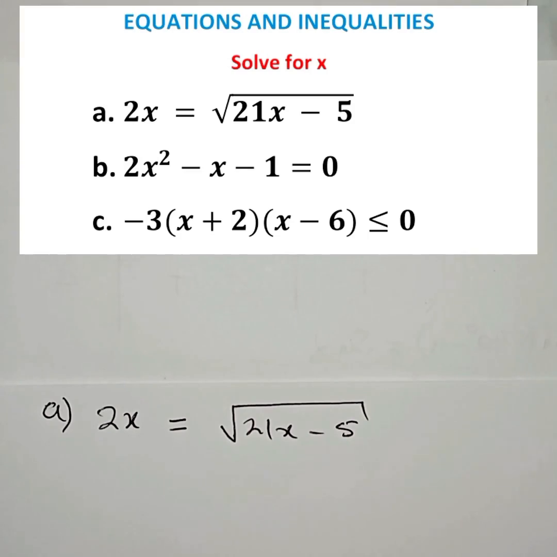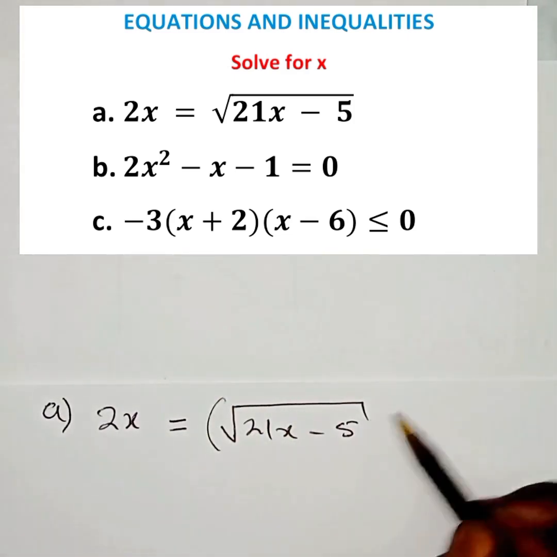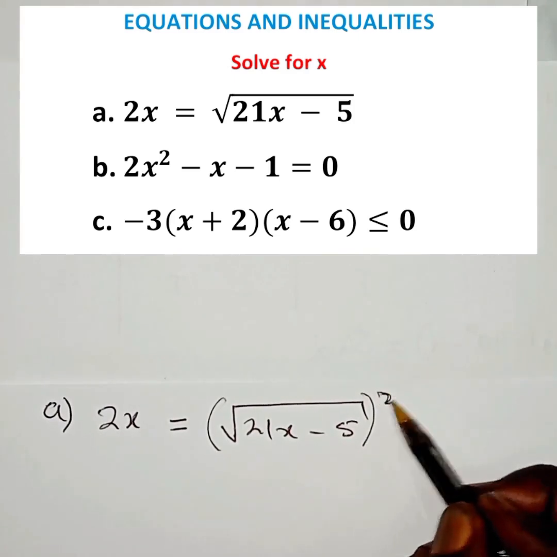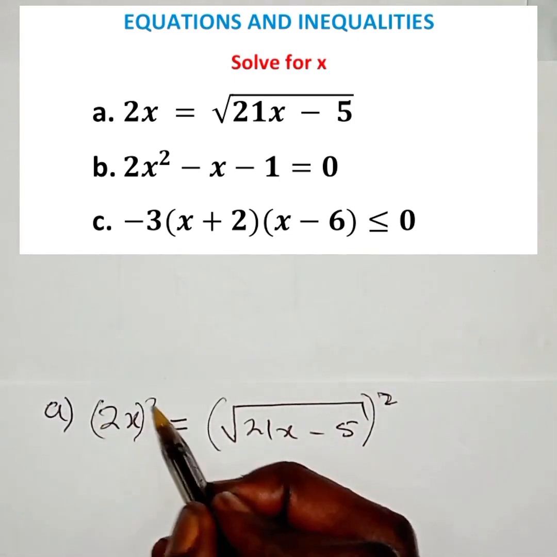In this math tutorial, we are talking about equations and inequalities. Now we need to solve the first part of this question. It says 2x is equal to the root of 21x minus 5. Now we need to square both sides of that equation. So we're going to square that and square that one as well.